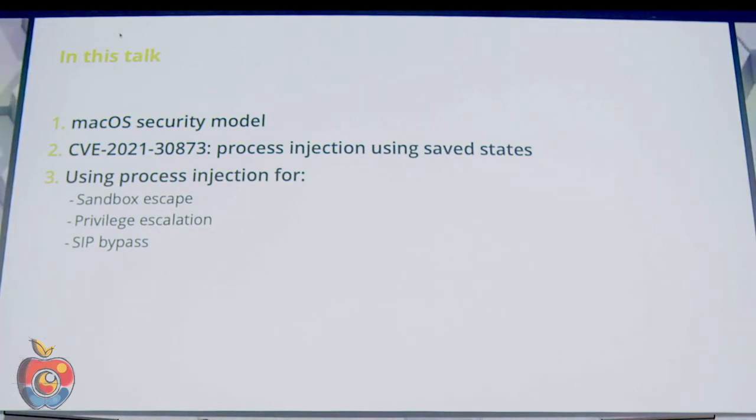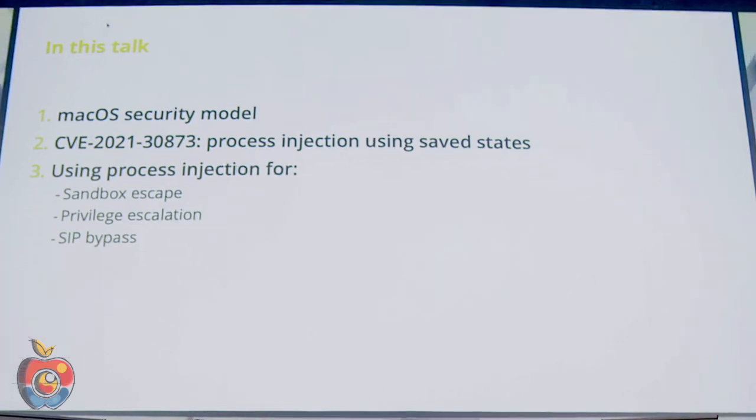found. To describe it, I'm going to go quickly over the macOS security model. It's probably well known to most of you here, but I just want to make sure that the context is clear. And then describe this process injection vulnerability I found. And then in the third part, I will apply it for sandbox escape, privilege escalation, and then finally bypassing SIP.